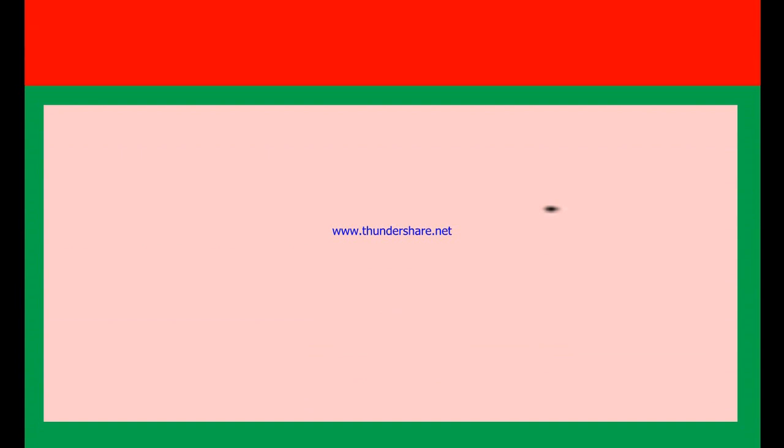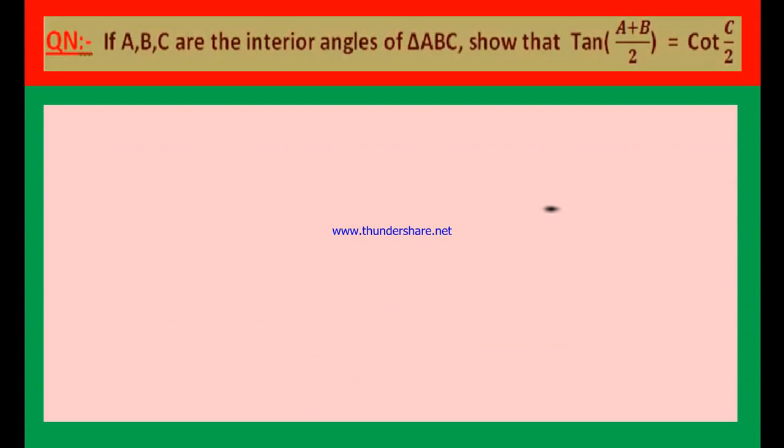The first question in this video is: if A, B, C are the interior angles of the triangle ABC, then show that tan (A plus B) by 2 is equal to cot C by 2. I shall repeat. If A, B, C are the interior angles of the triangle ABC, then show that tan (A plus B) by 2 is equal to cot C by 2.